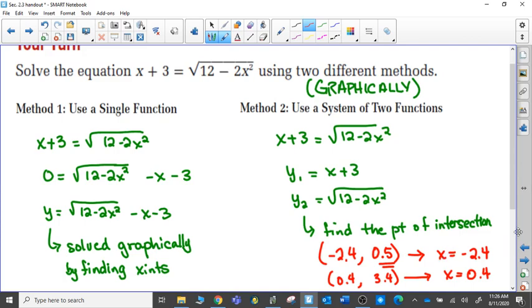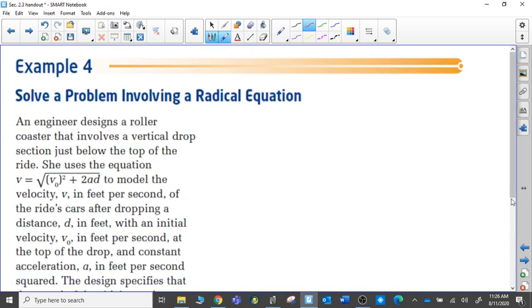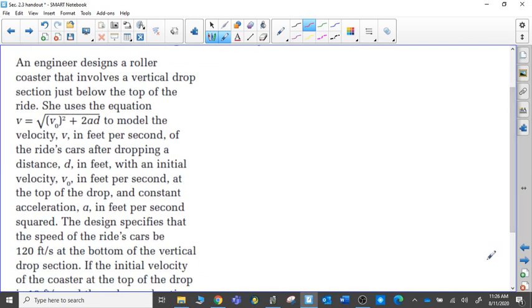All right, let's try one more and we'll see how this goes. Here's a word problem involving a radical equation. It's about an engineer. There is an equation that we are going to use. It models velocity, which is v in feet per second. D is the distance in feet that it drops with an initial velocity of v0 in feet per second and a constant acceleration, which is a.